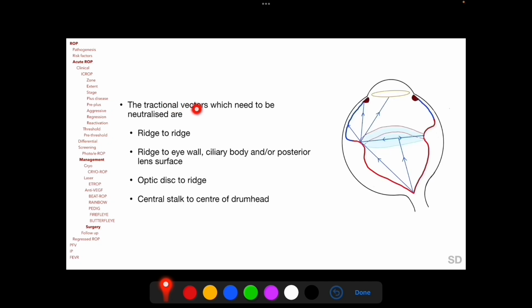The tractional vectors which need to be neutralized during surgery are from ridge towards ridge, from ridge towards eye wall, from ridge towards ciliary body, from ridge towards posterior lens surface, from optic disc towards ridge, and from the central stalk towards center of the drumhead. The drumhead is the diaphragm-like fibrous tissue lying at the level of the ridge.